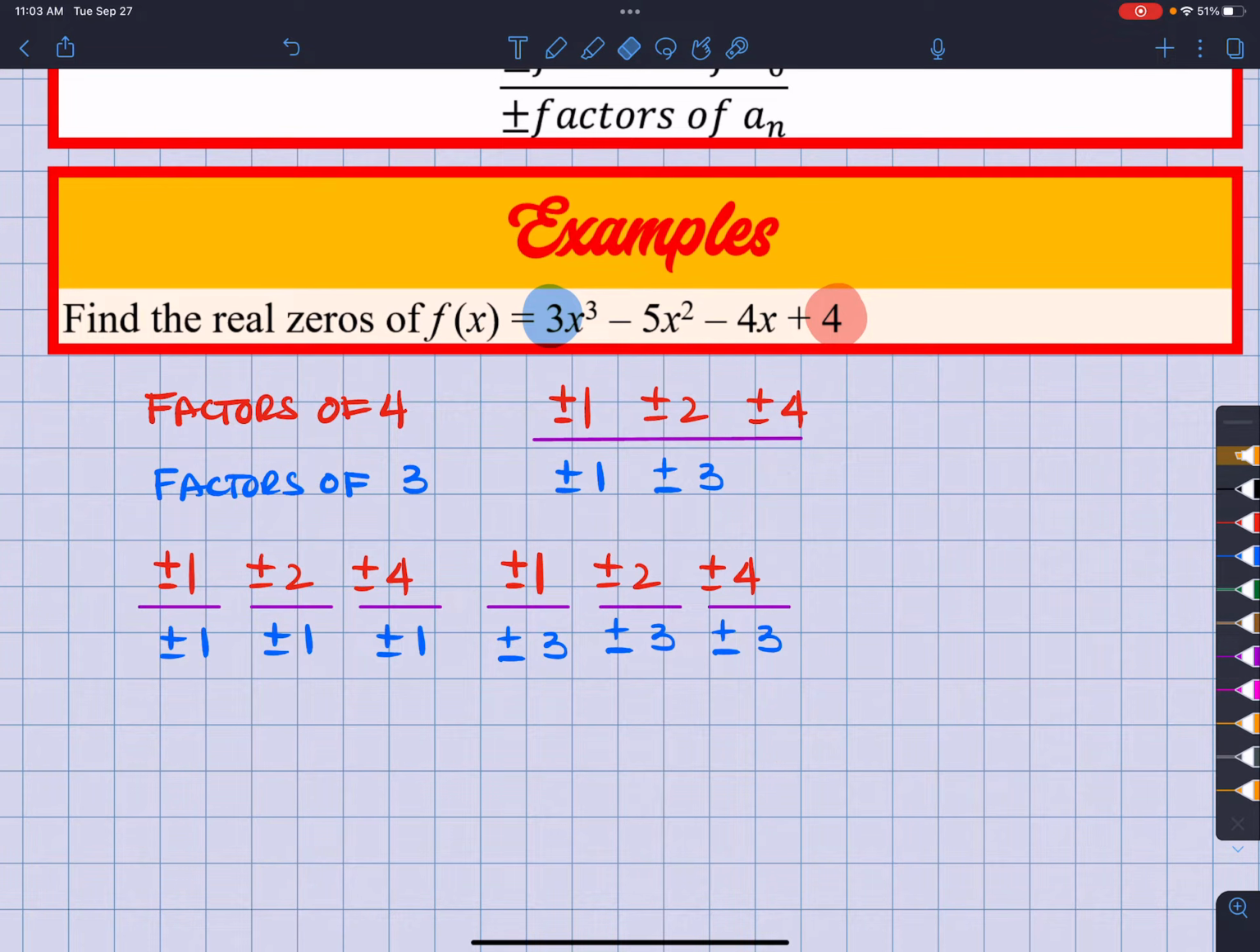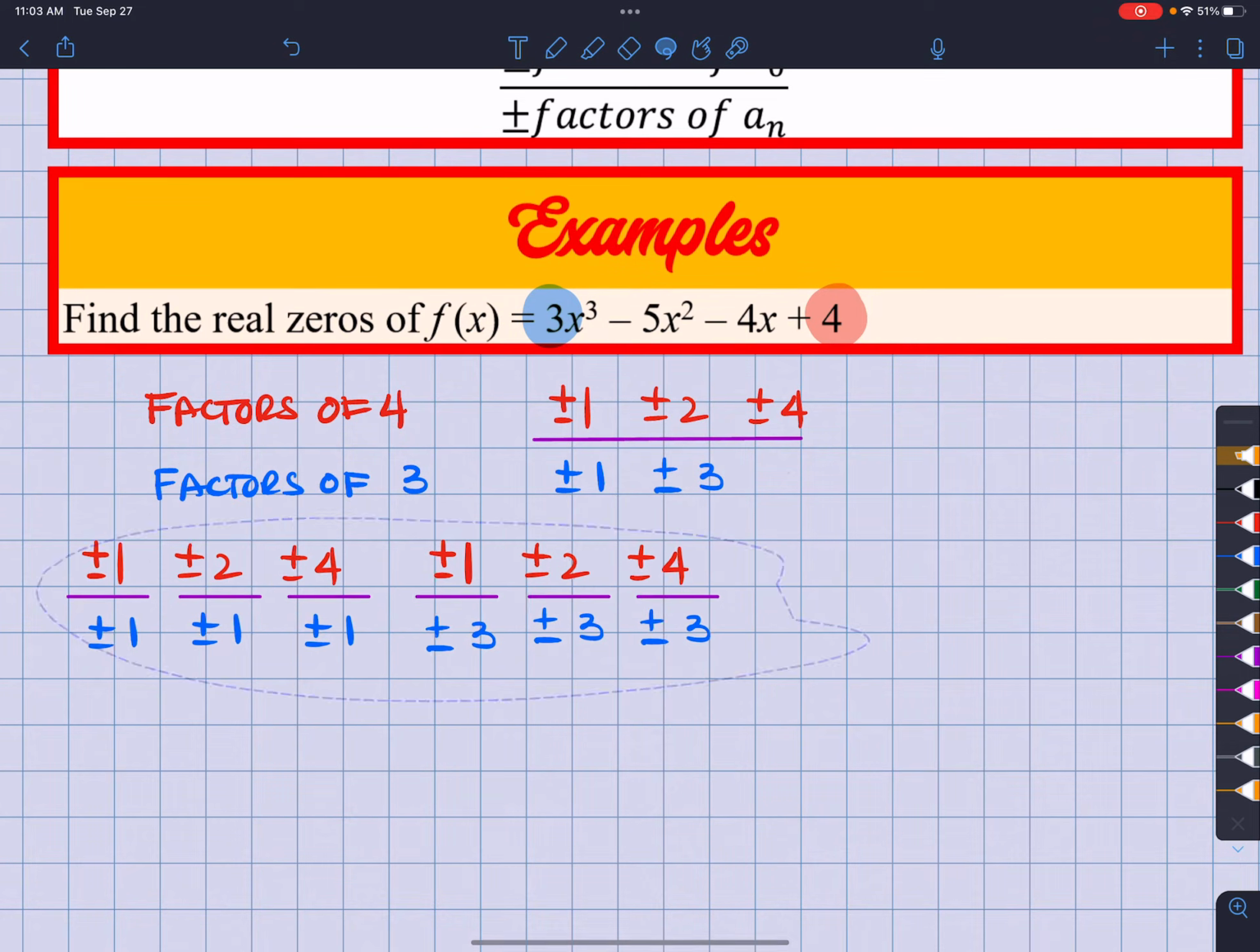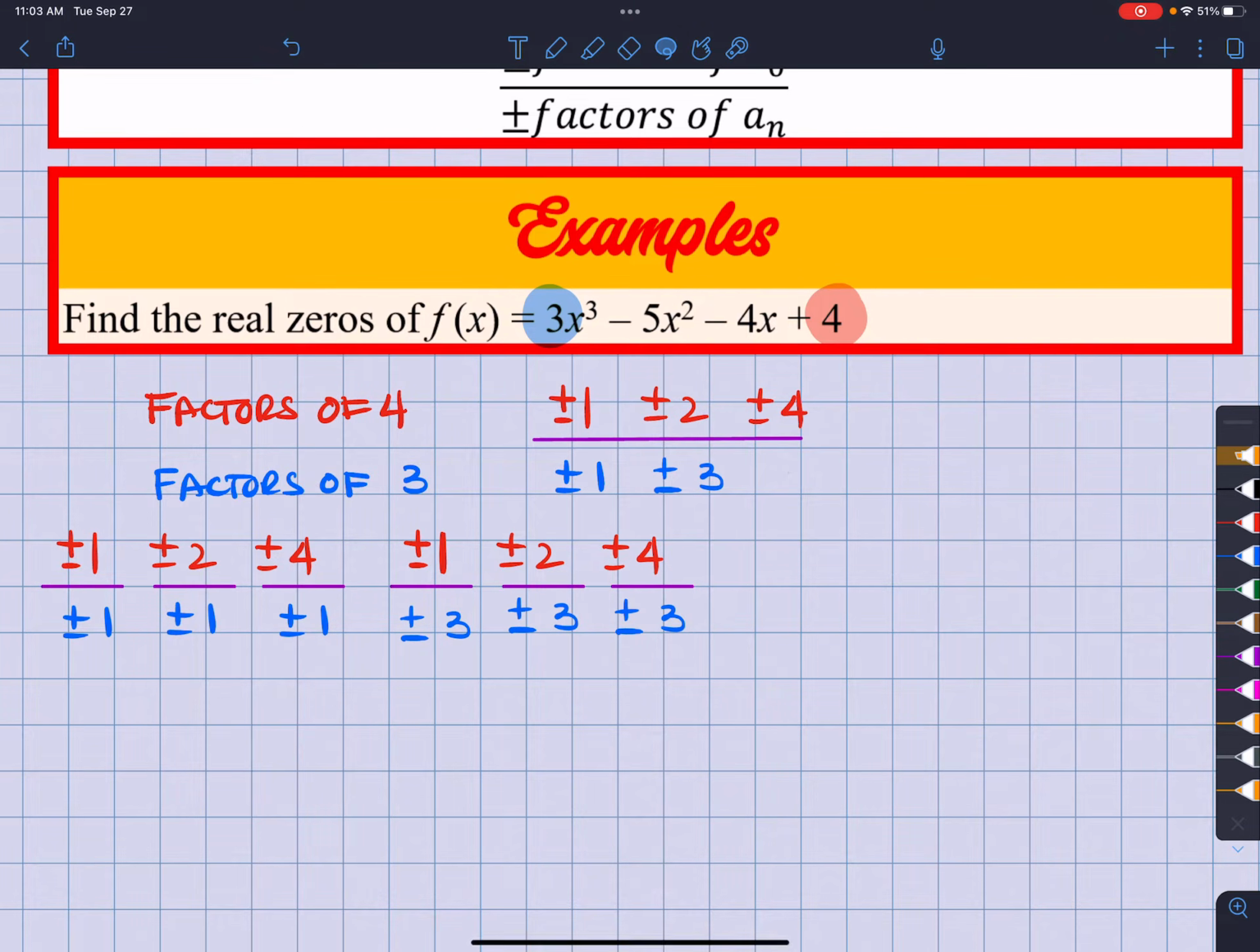Okay, so every possible combination. So 1 with 1, 2 with 1, 4 with 1, 1 with 3, 2 with 3, and 4 with 3. Okay, so that means if I was to look at this, this is every possible combination there are. So what do I have? If I was to do this out, it would be plus or minus 1, plus or minus 2, plus or minus 4.